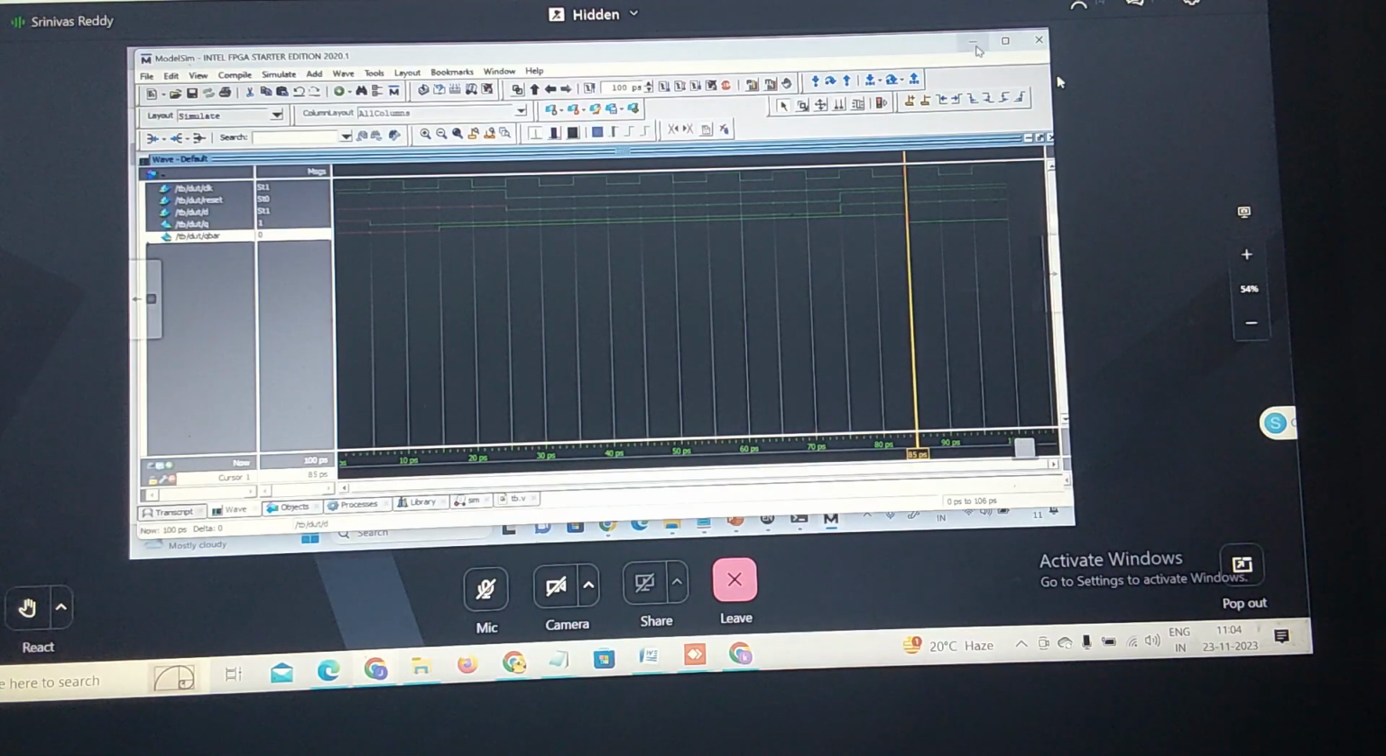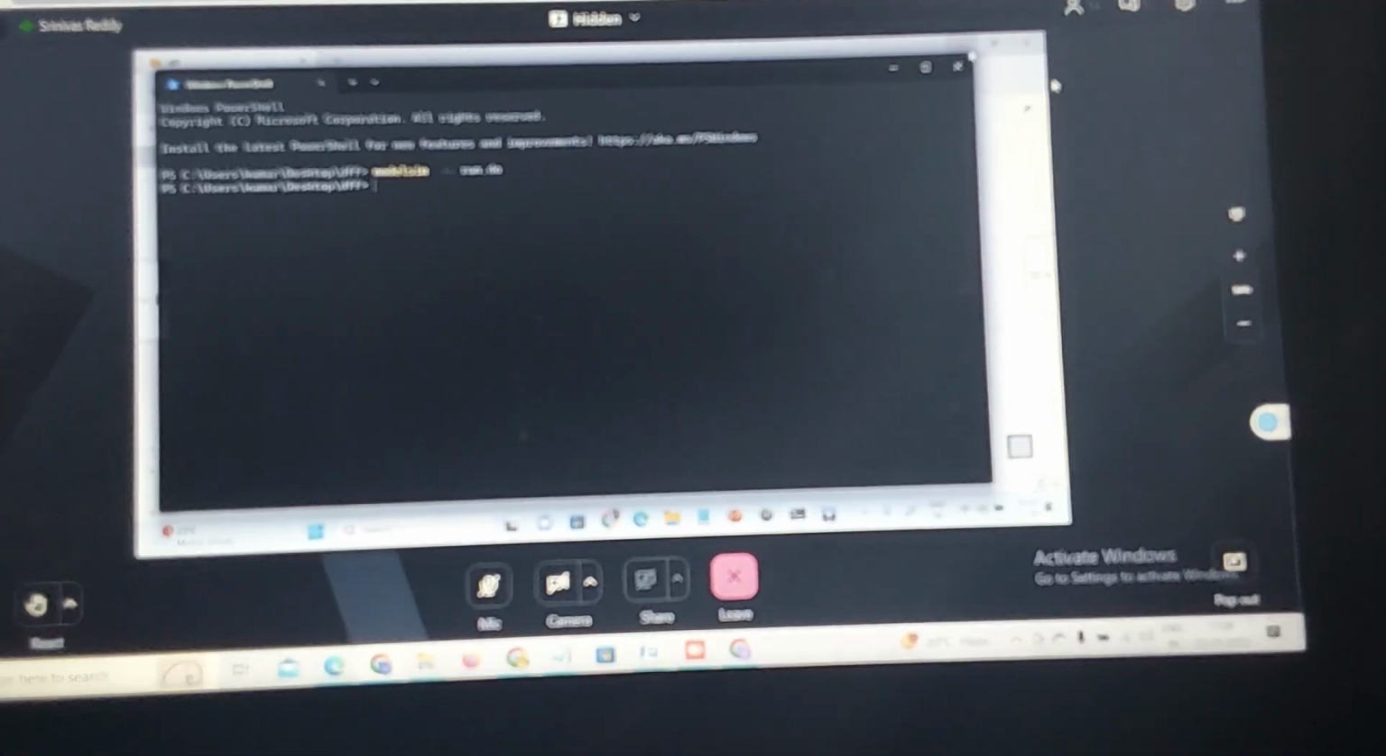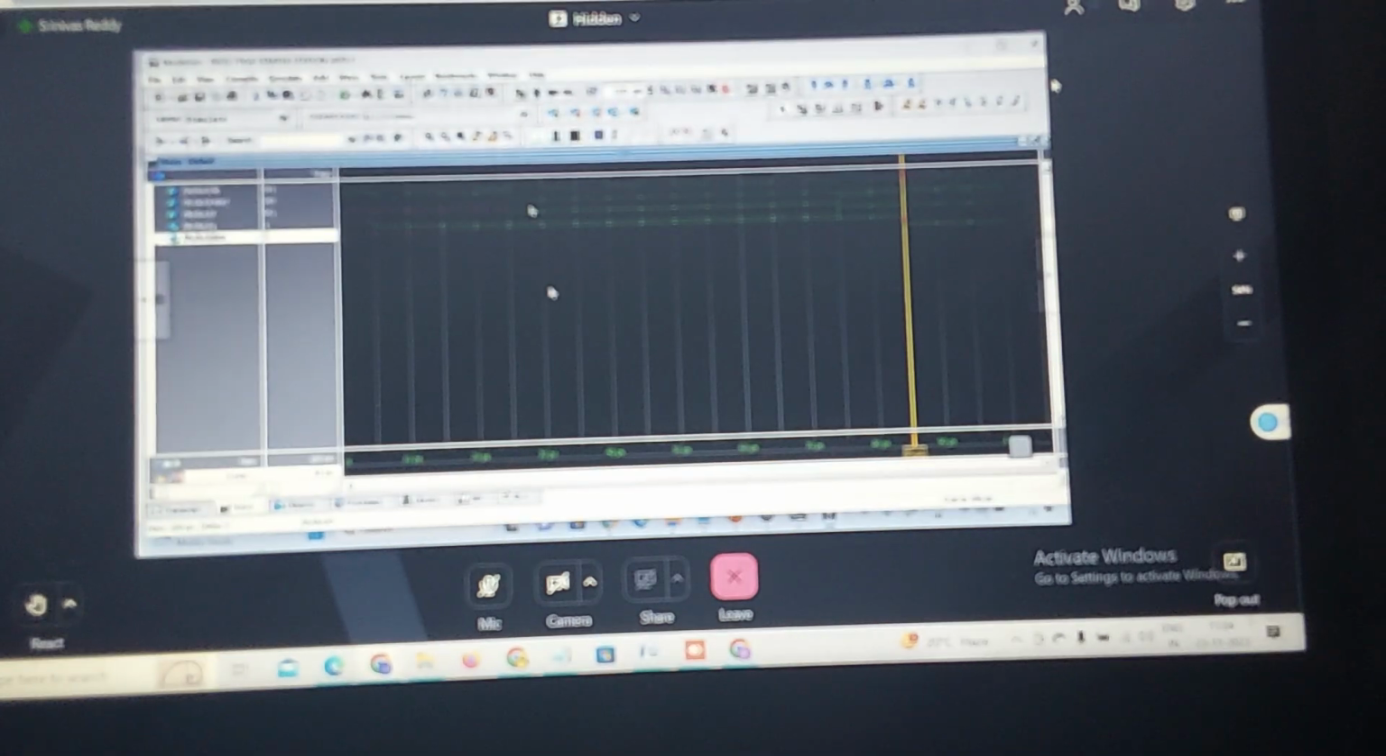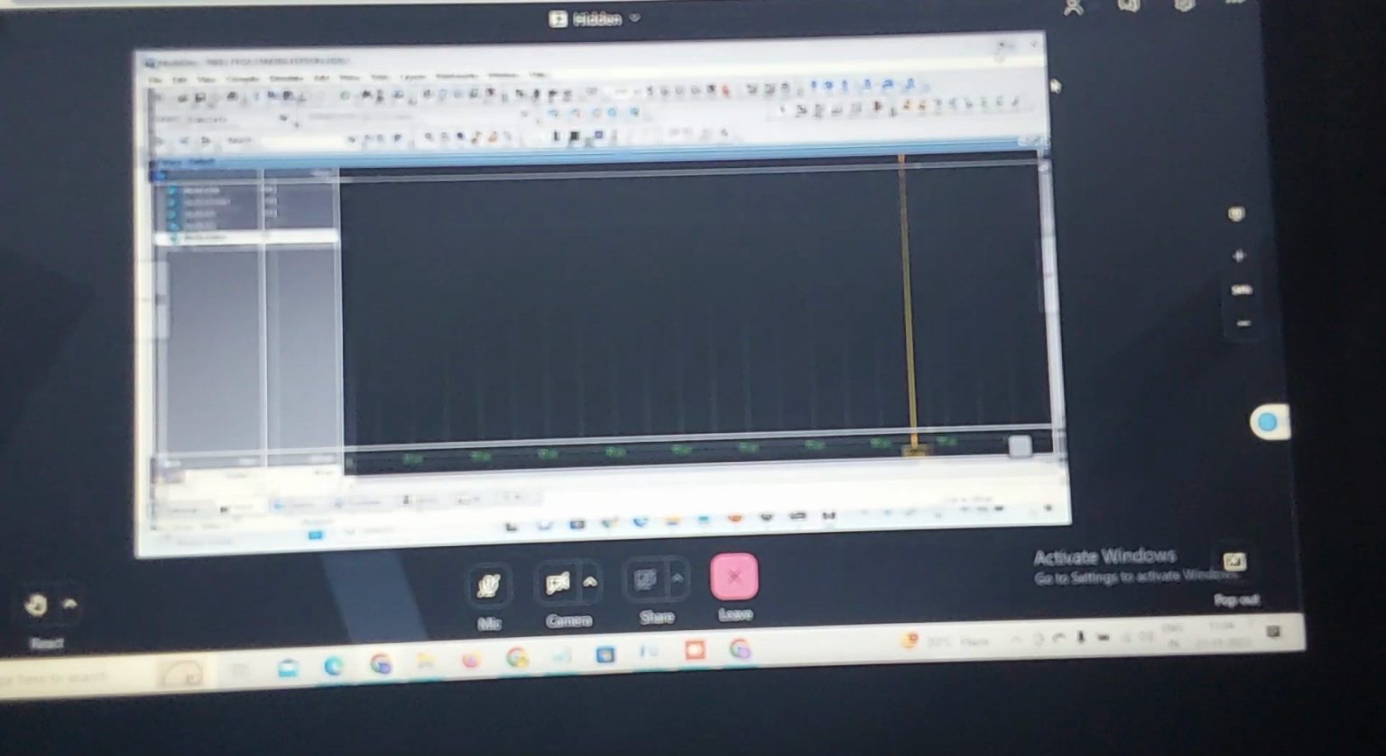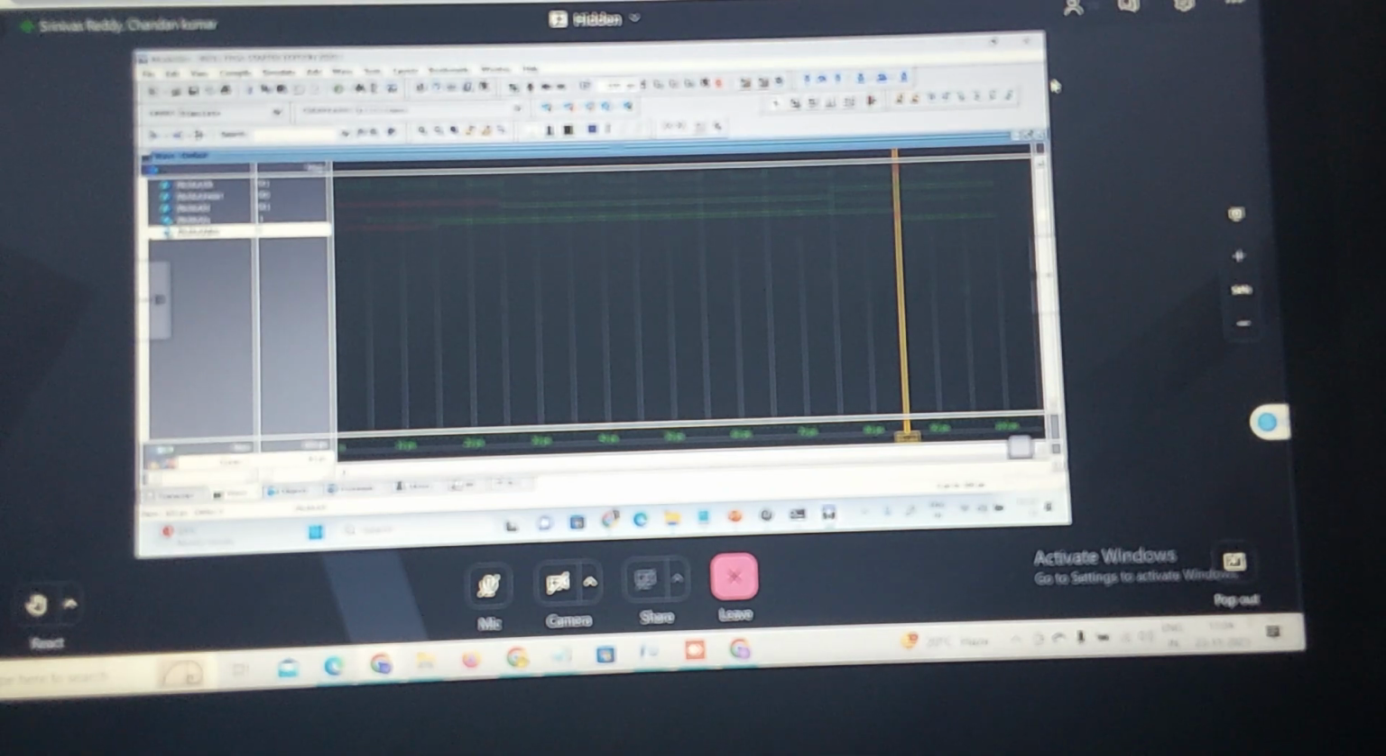Now let us go to the test bench and we'll analyze this timing diagram with the test bench. We are writing the simulation time. Okay. This is my test bench.